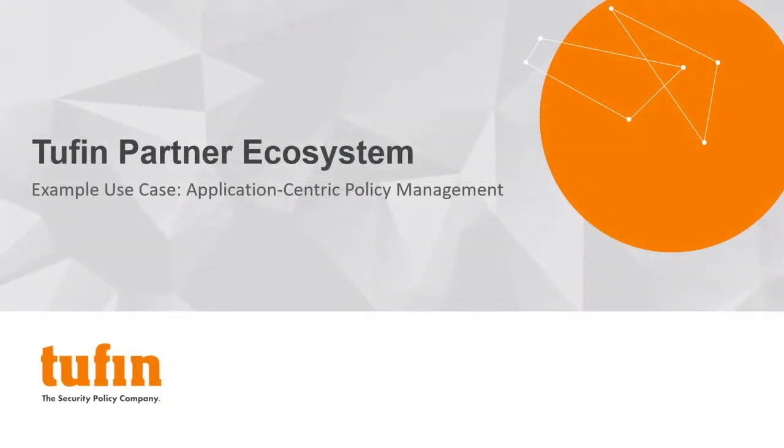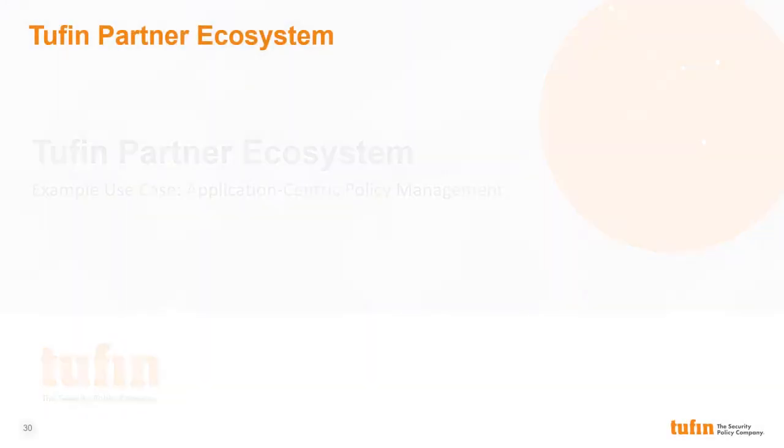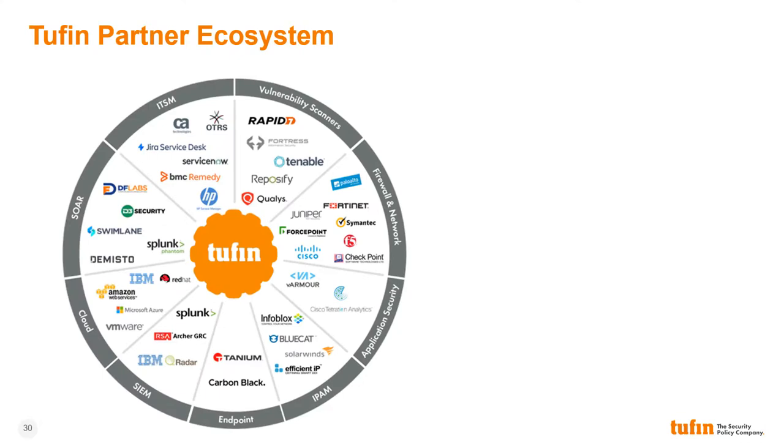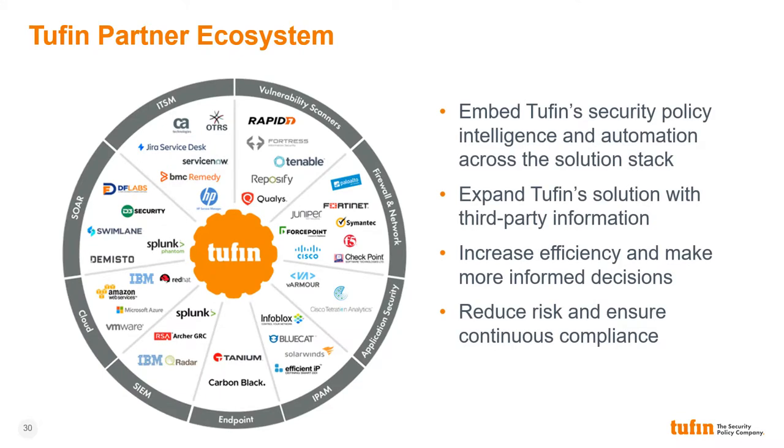Tufin has a vast partner ecosystem encompassing many of the security solutions you use daily. These integrations allow enterprises to embed Tufin's security policy intelligence and automation across their security stack, as well as expand Tufin's capabilities with the use of third-party data. The goal of our partner program is to increase efficiency for our customers by enabling more informed decisions, reducing risk, and ensuring a state of continuous policy compliance.